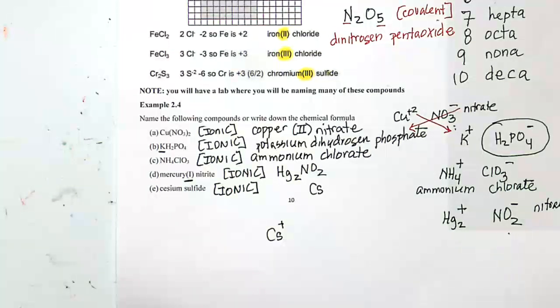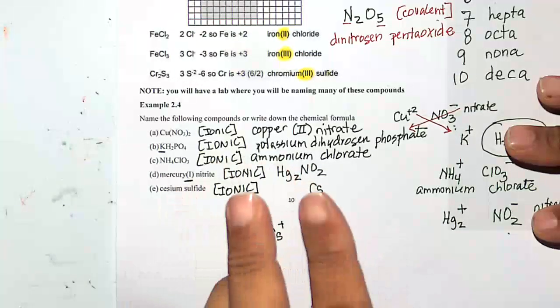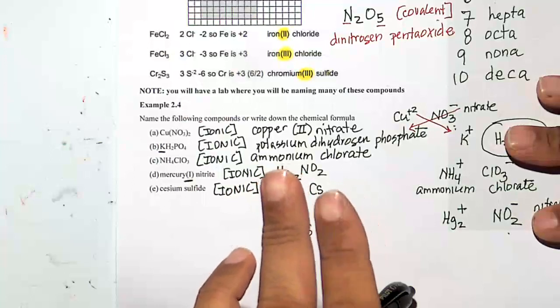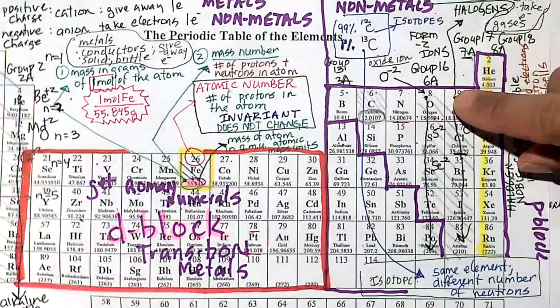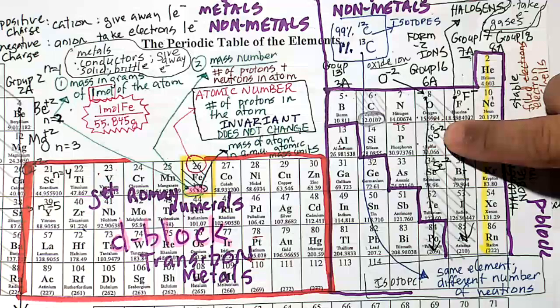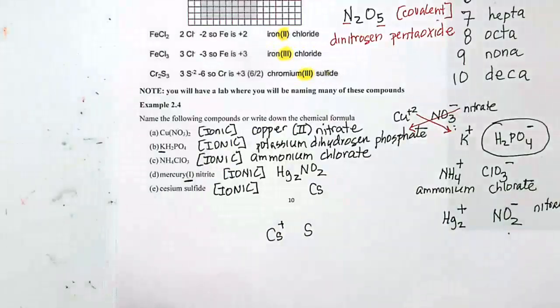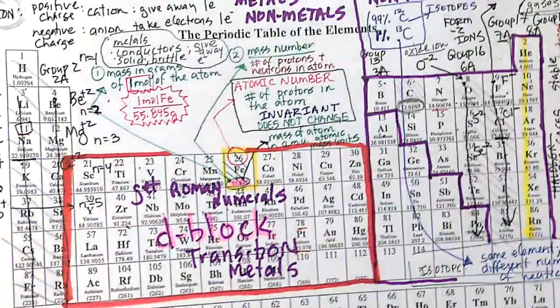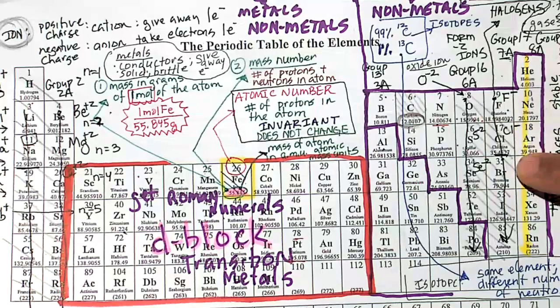And then what is sulfide? Not oxide, but sulfide. S. Sulfide. So what would be sulfide? S minus 2. Everyone can see that? S minus 2. Oxide, sulfide, selenide, fluoride, chloride, bromide, nitride.